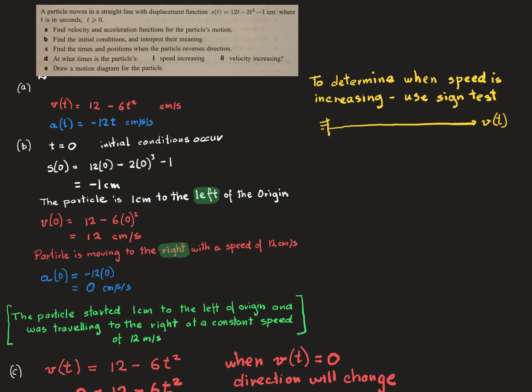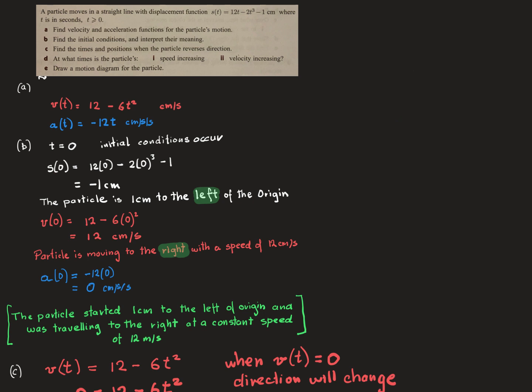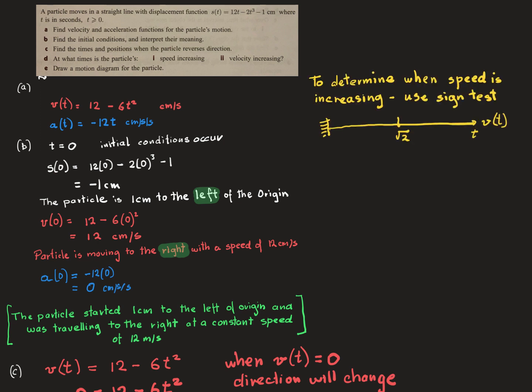By drawing the sign test of the velocity first, we know that its time needs to start at 0, so I can draw a wall here. And we also found out that this happens at root 2. That is when the time is root 2. We need to find out what happens before root 2 and after. By substituting into the velocity function, we can see that this part is going to be positive, and that part of it is going to be negative.